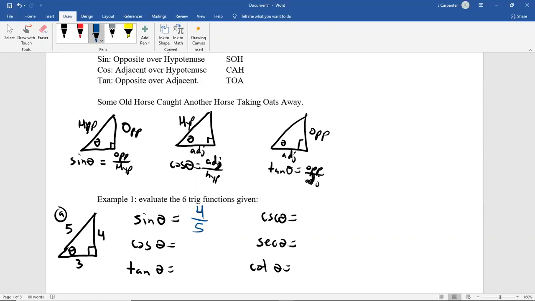Nothing crazy. The cosine of this angle, so that's C-A-H. Cosine is adjacent over hypotenuse. Adjacent meaning the side that it touches, not the hypotenuse, and then hypotenuse is the opposite of the 90 angle. So 3 is our adjacent, 5 is our hypotenuse, and you got to get the order right. It's not 5 over 3, it's 3 over 5.